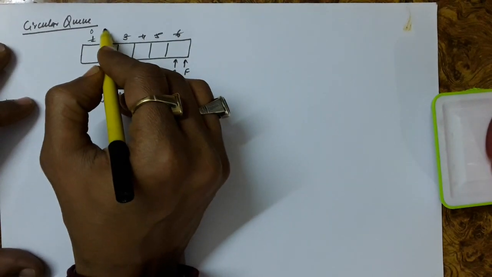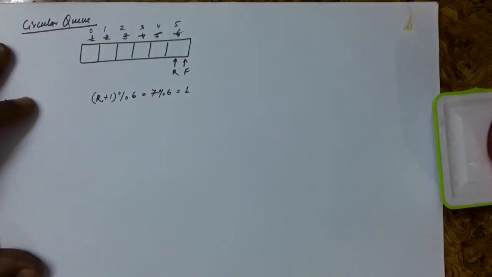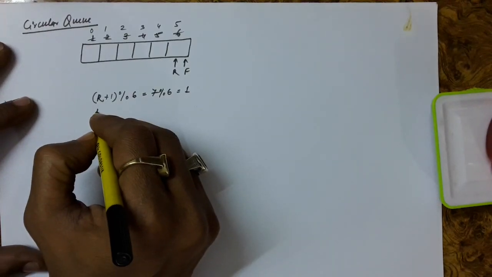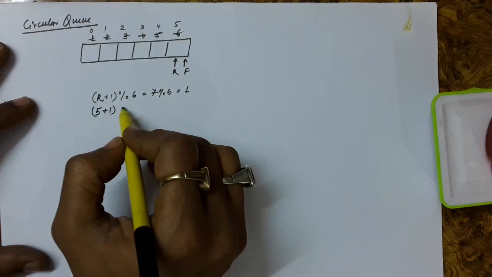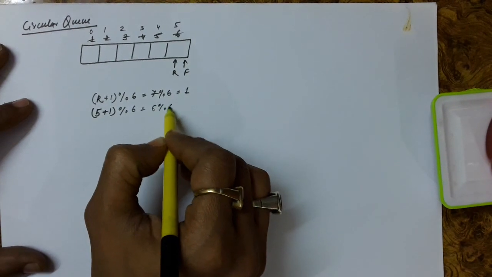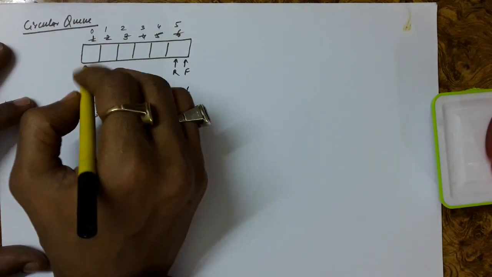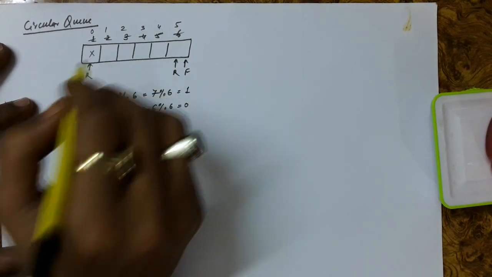Let's say we are taking them as 0, 1, 2, 3, 4, and 5. So for this, the last position is 5. So 5 plus 1 mod 6, which is 6 mod 6, gives us 0. So the rear will come here, and then you can insert an item, let's say x, here.